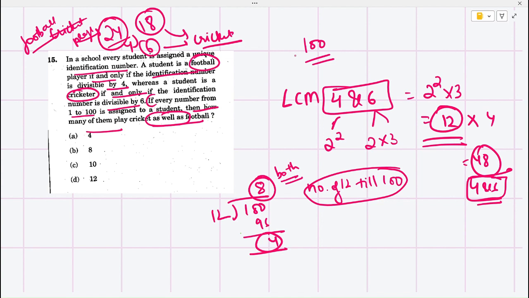So we have to look at both, because here it is written, right, cricket as well as football. So the answer for this particular question will be B part. Thank you.